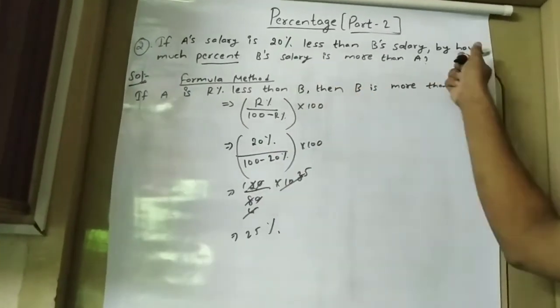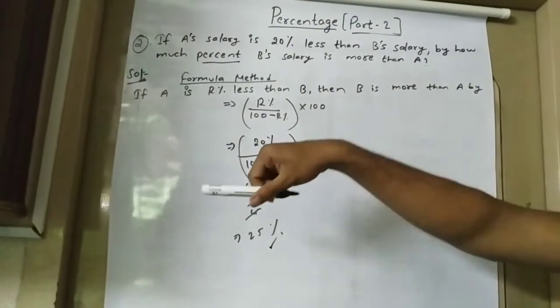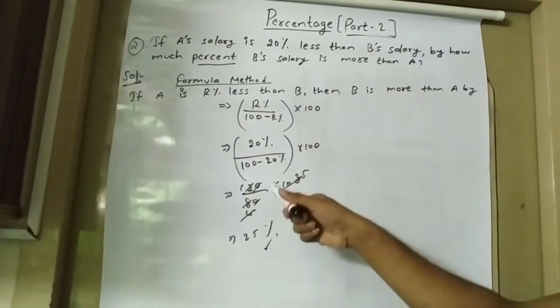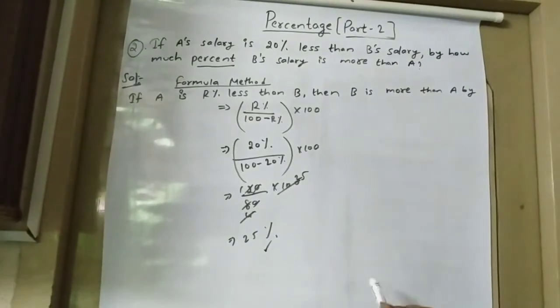So they have asked by how much percent B's salary is more than A, that is 25%. We can either use our previous method or we can use the formula method. Whatever is comfortable for you, use that method.